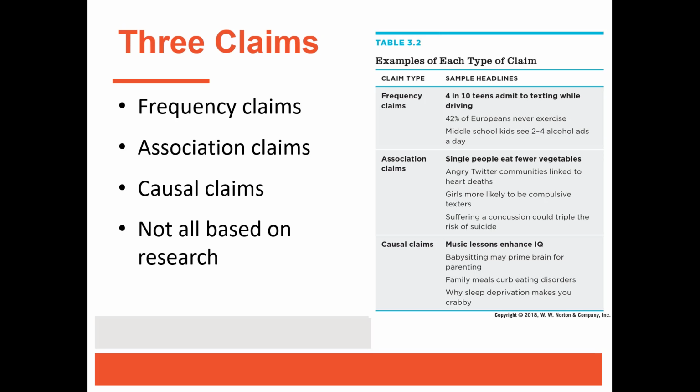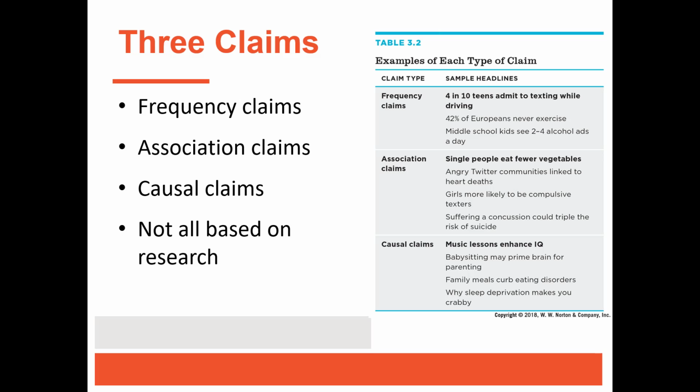Now that we've talked a bit about what variables are and how to conceptualize them, let's take a look at what type of claims we can make about such variables. When I say claim, what I mean is essentially an argument that someone is trying to make. In psychological research, there are 3 different types of claims someone can make.